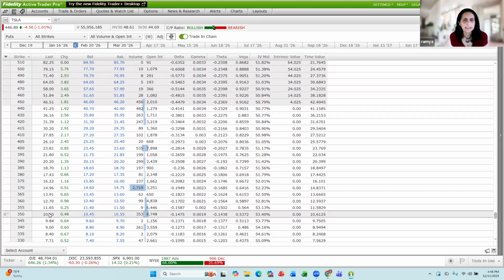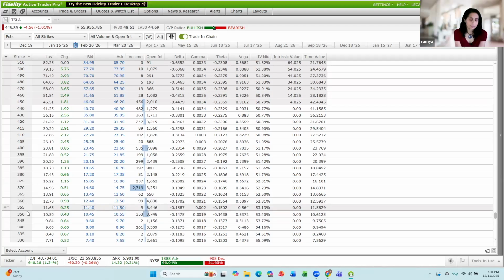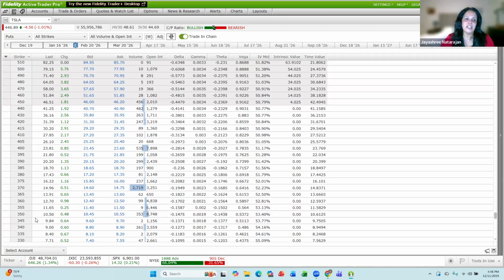350. What is the delta? 350 is around 14, 15. Yeah, 350 is good. 350, which is 14 delta, which means you're doing a short put. So you have an 85% chance that you'll basically book this entire profit. And it trades between 10.45 and 10.55, meaning that if you write a short put on Tesla at the 350 strike for March 2026, then you receive this credit.